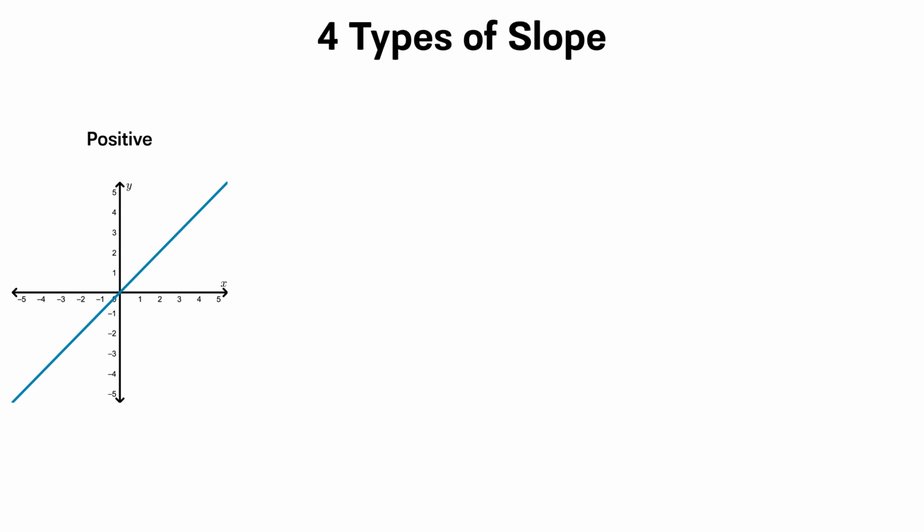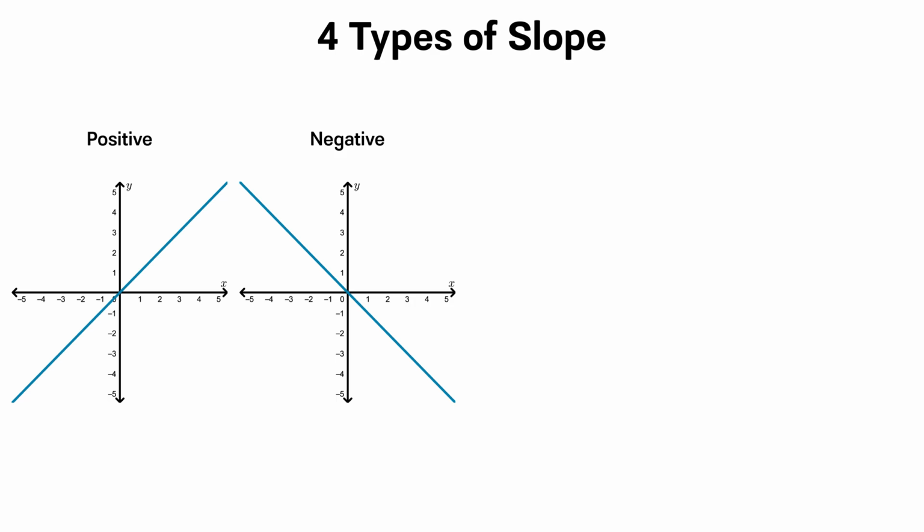Finally, to end the video, let's briefly see the 4 types of slope. Positive slope looks like a line that is going up from left to right. This means as we follow the line moving to the bigger numbers on the x-axis, the line is going up. Negative slope is the opposite. It goes down from left to right.